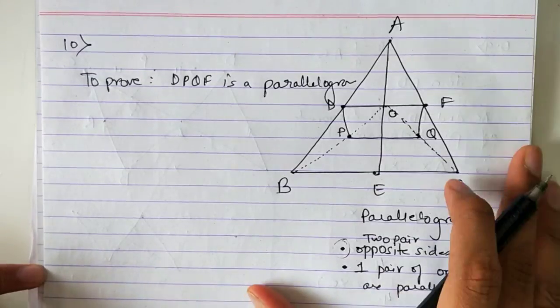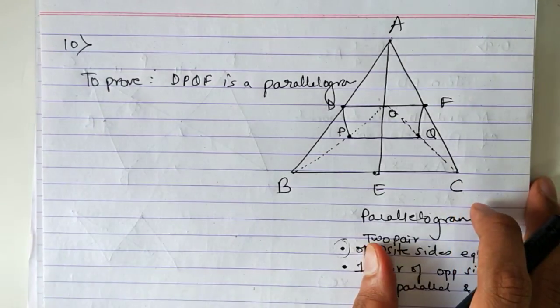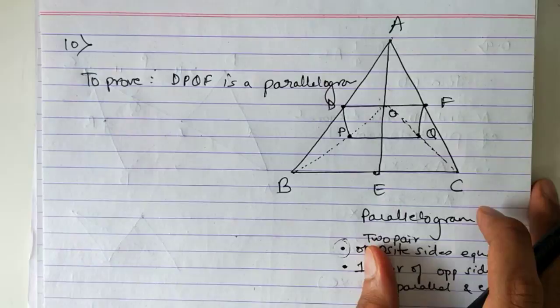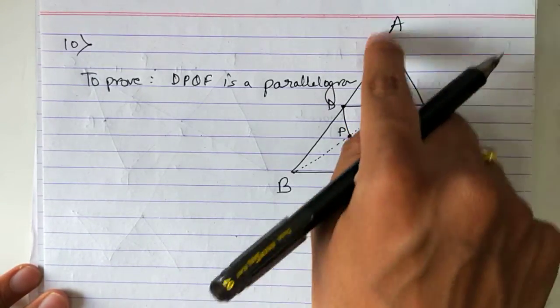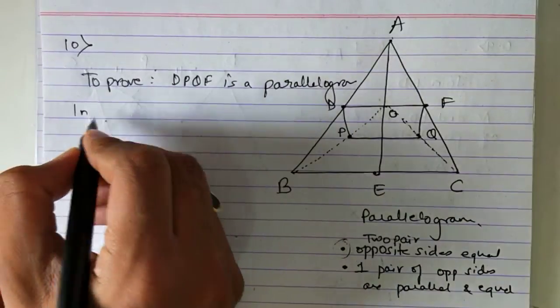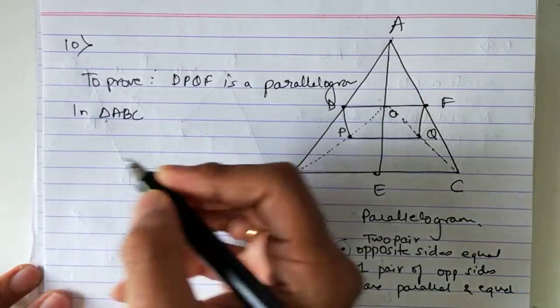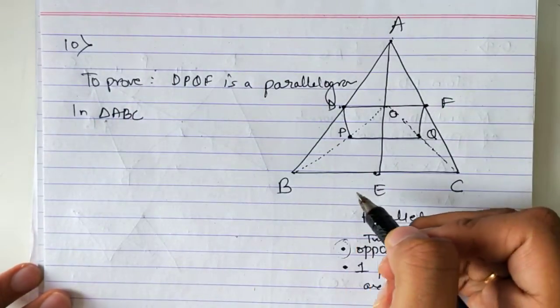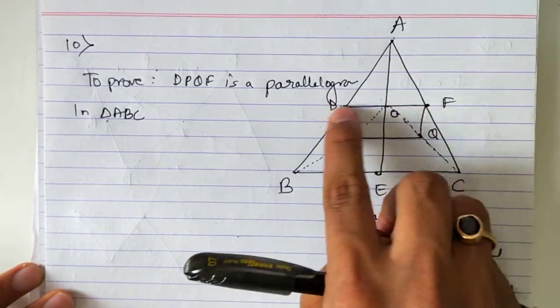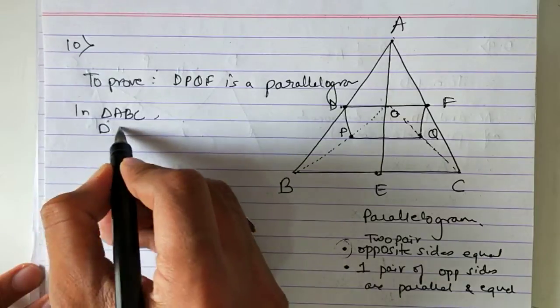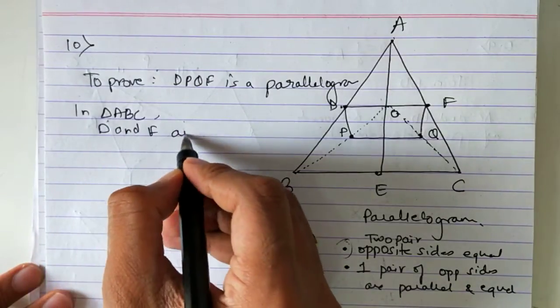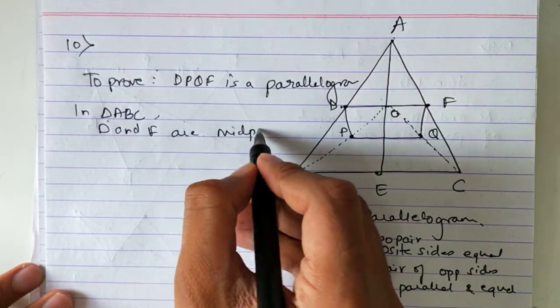Just you have to identify the triangles properly. Okay, see carefully. Now take this triangle ABC, bigger triangle. In triangle ABC, this D and F are midpoints, correct? DF are midpoints. That means DF is half of BC, correct? They are given as midpoints.